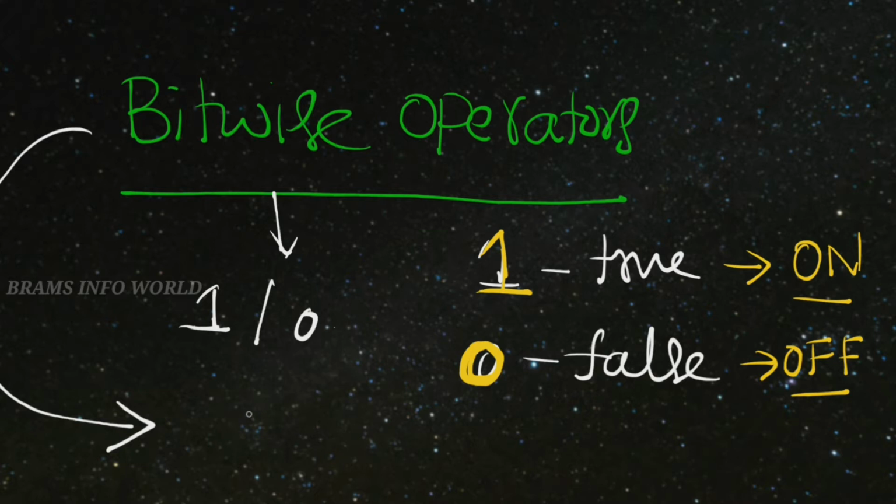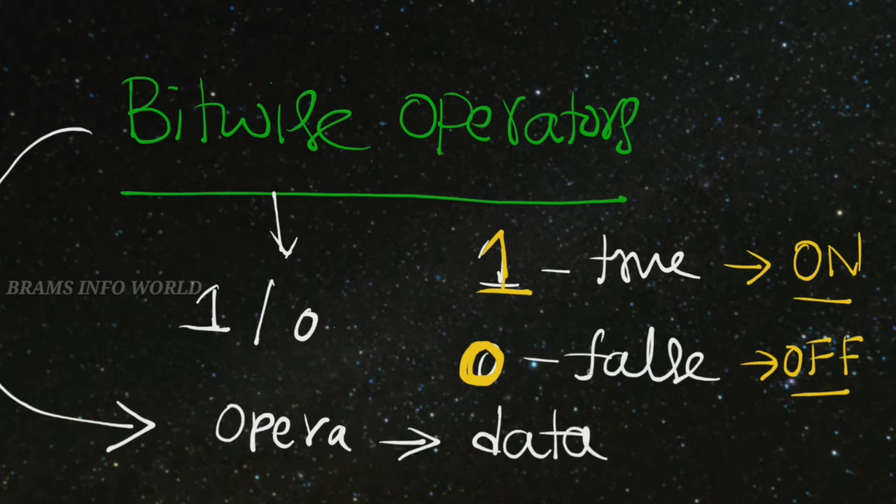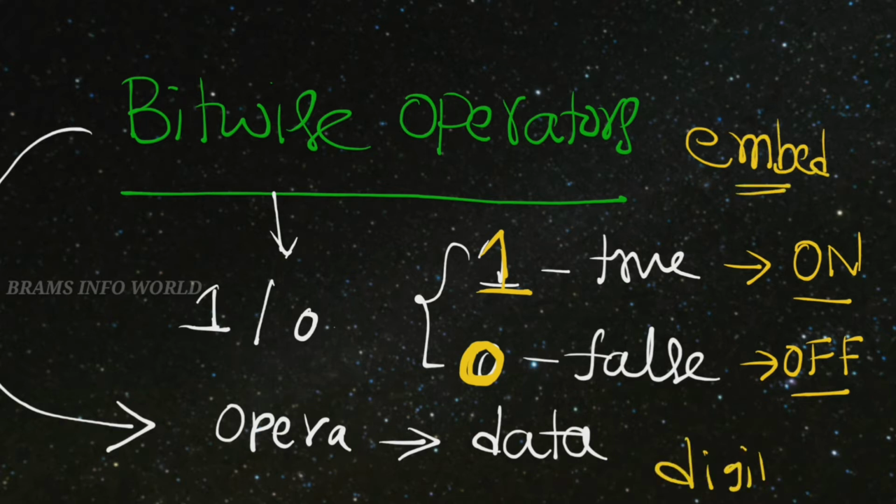So what I'm saying to you, the bitwise operators are one kind of operators, and these operators are used to perform operations on data at the bit level, either 0 or 1. Basically, this kind of bitwise operators we are using in embedded systems as well as digital electronics. It can also be used in Boolean algebra and numerical calculations. So this is the basic introduction about the bitwise operators.